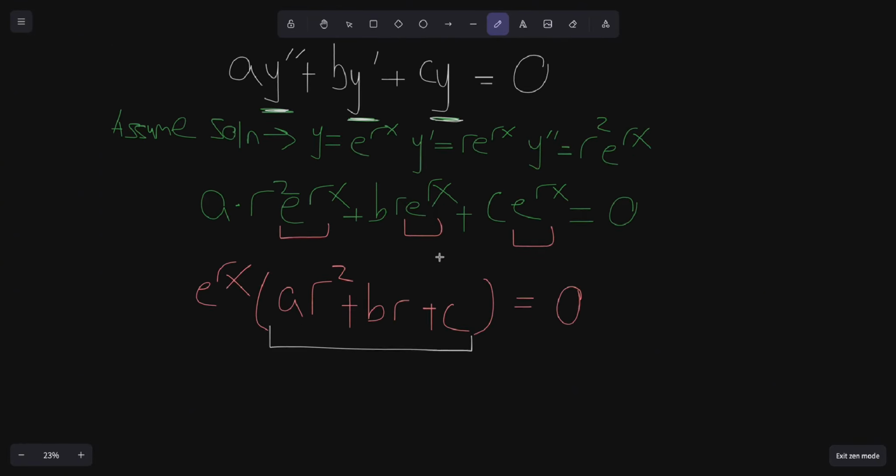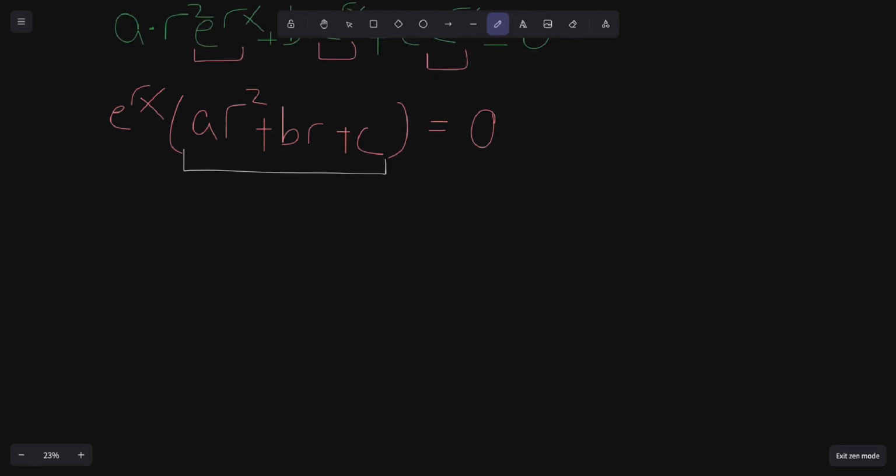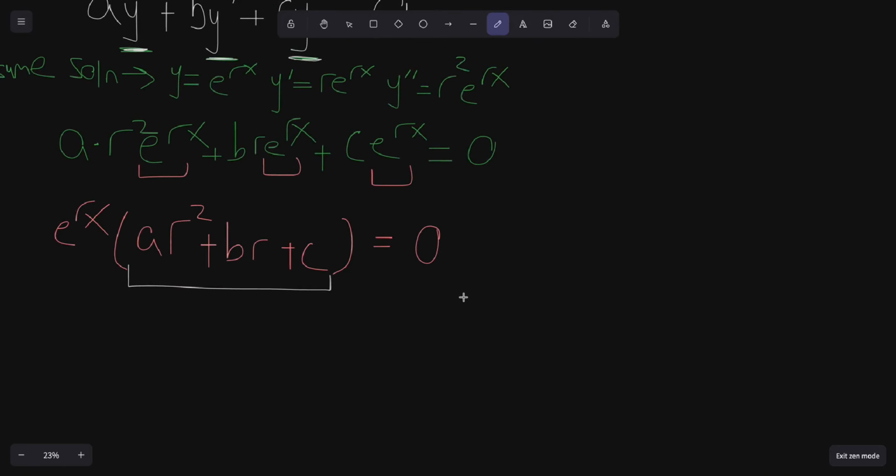So let's actually do an example. Enough talking with variables, let's actually move on to an example. So I'm going to move here. And let's say that I have, I don't know, y double prime minus y prime minus 6y. Let's say that's equal to 0.